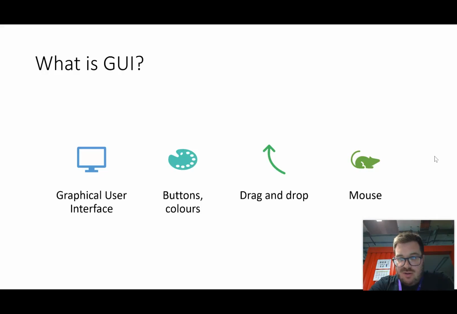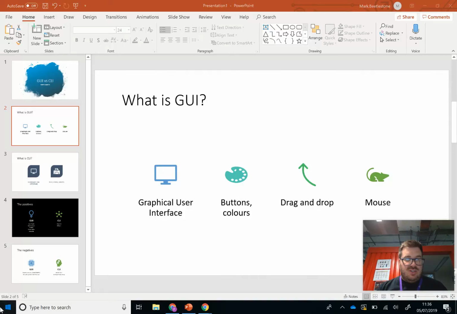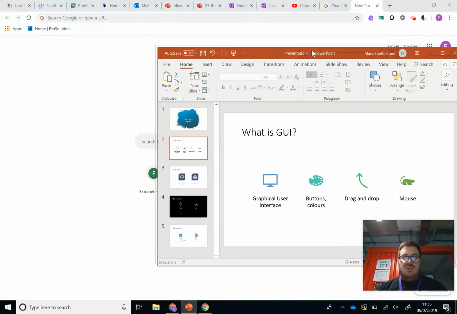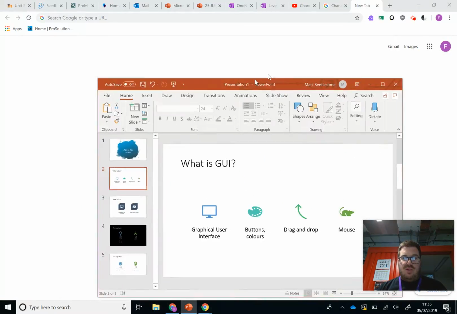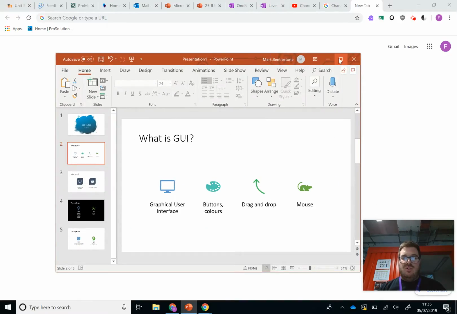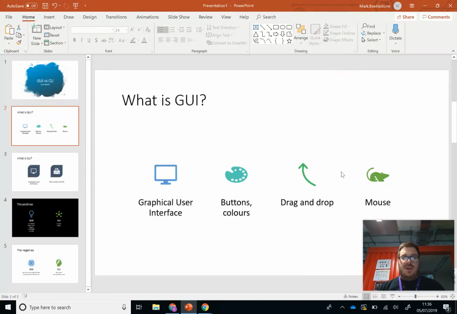What characterizes a graphical user interface? Things like buttons and colors. We've got things like drag and drop. We use a mouse to interact with the computer. Essentially, it's the Windows graphical user interface. It's things like having a start button to load up your menu. It's having these buttons to press on. It's even things like being able to drag a window around and kind of move it from side to side. All these things are a graphical user interface.